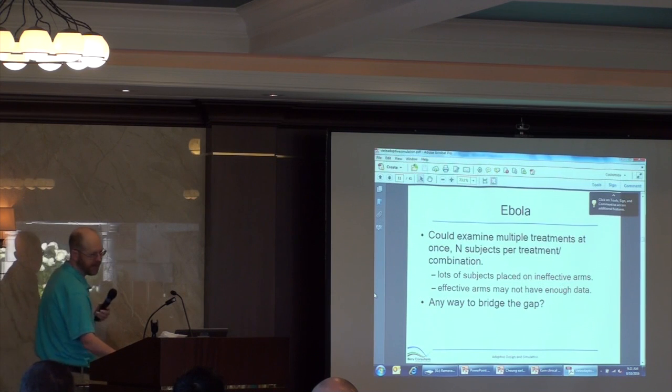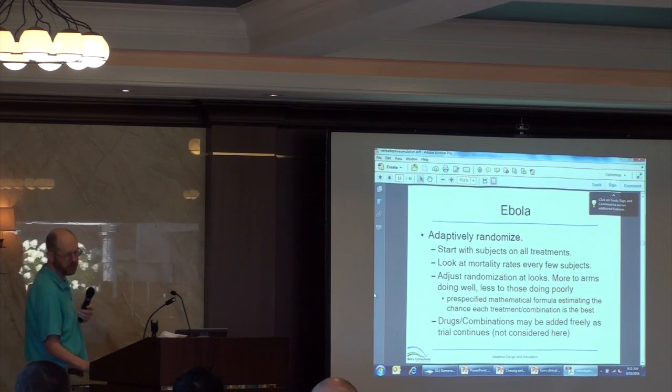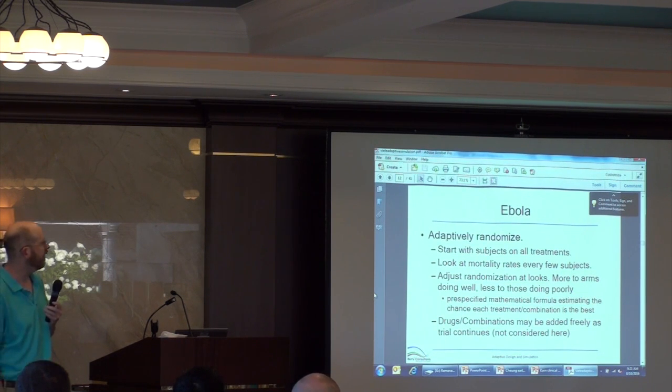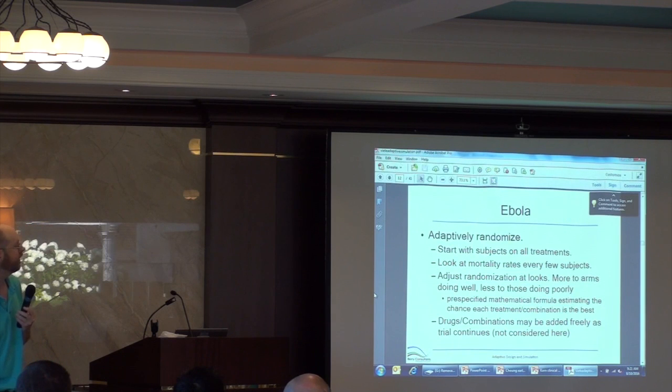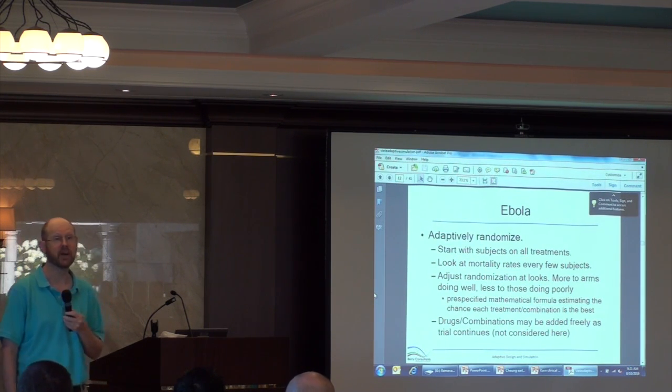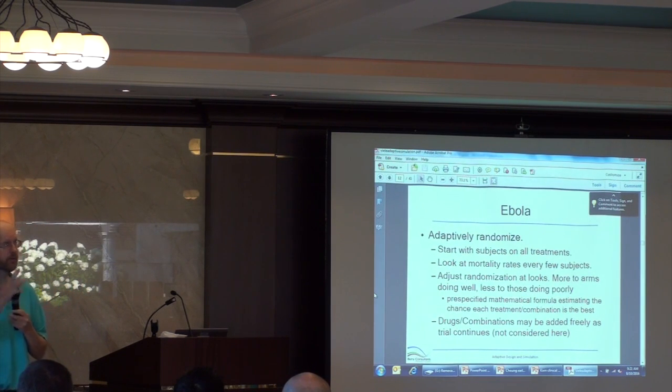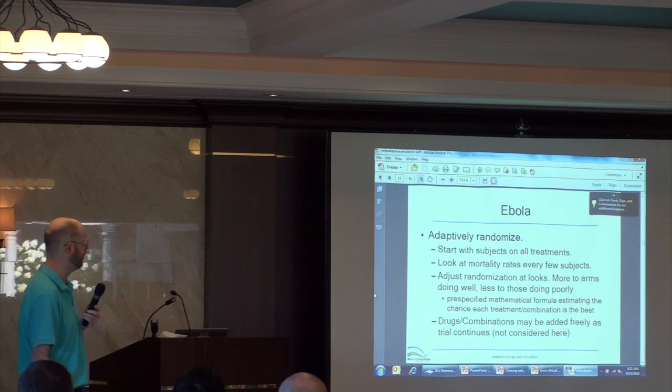So is there any way we can bridge this gap? We're going to do adaptive randomization. We're going to start with subjects on all treatments, and we're not going to run 25. I think in the next slide it says we start off with only 3. So a very, very small number. We do 3 patients on every arm. Now that is not much information.